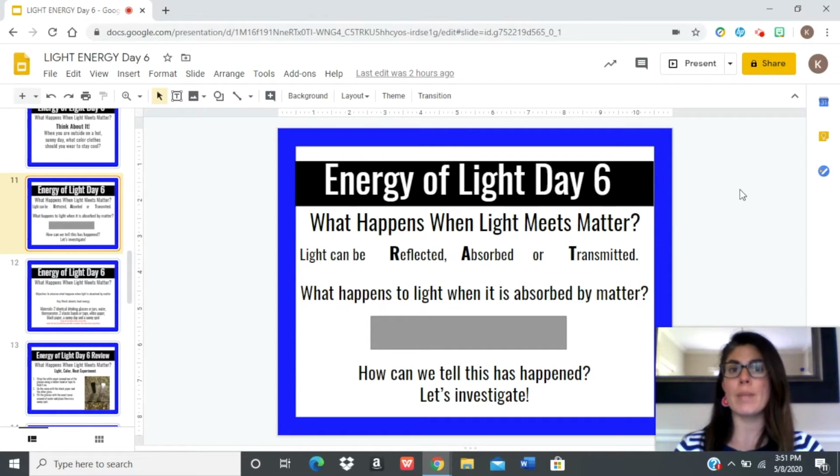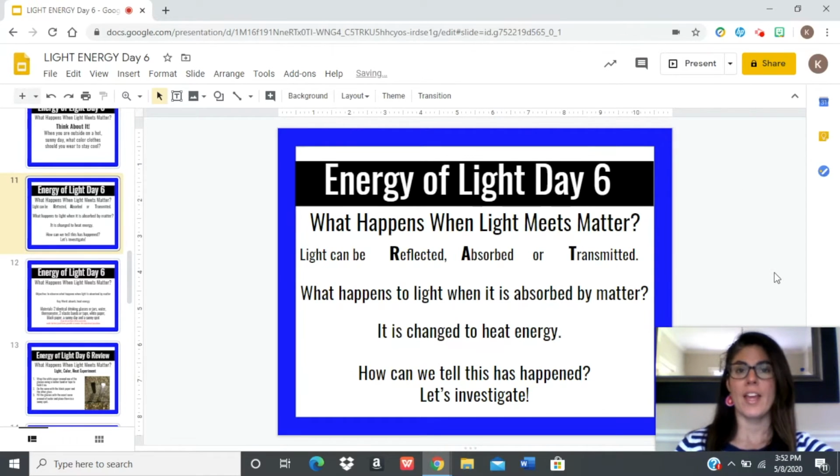To remember what happens to light when it meets matter, think RAT: reflect, absorb, and transmit. What happens to light when it is absorbed by matter? Pause the video and make a guess. If you said light is changed to heat energy, you were correct. But how can we tell this is actually happening? That's what we're investigating with today's experiment.